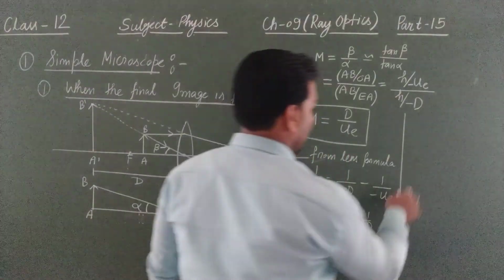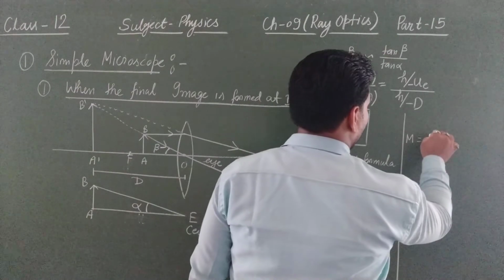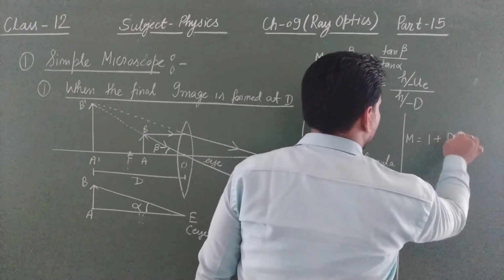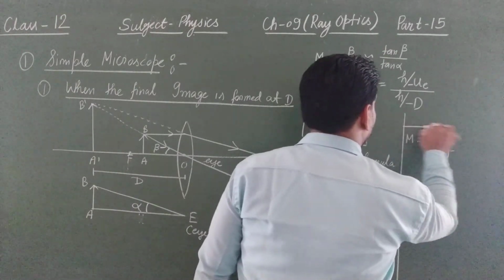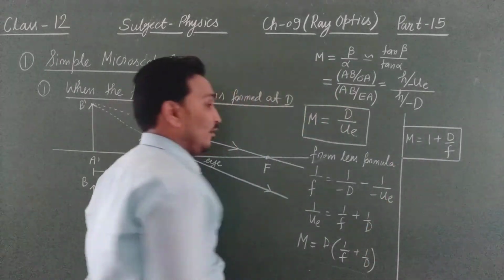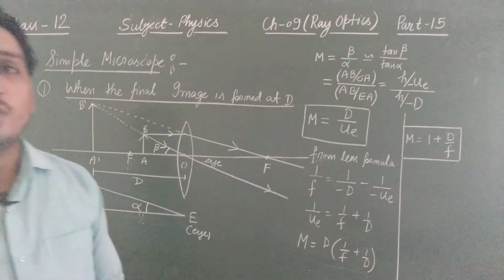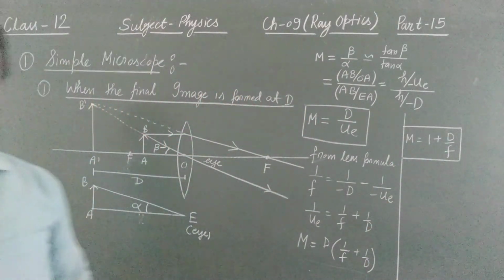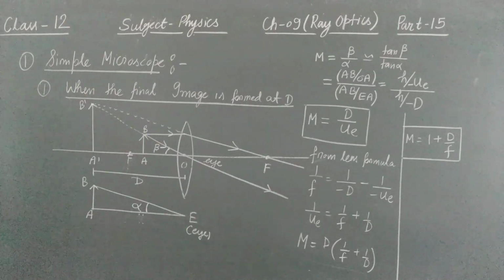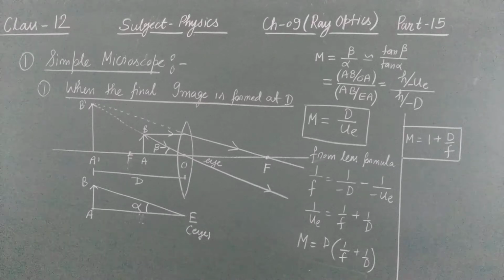So if D is multiplied over here, M is equal to 1 plus D upon F. This is the formula for magnifying power if the final image is formed at capital D. This is very easy, and the simple microscope has been asked in the board examination so many times, and it is very easy also. I hope there is no problem.